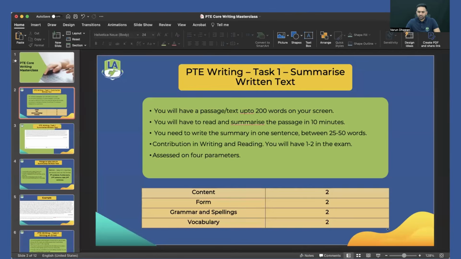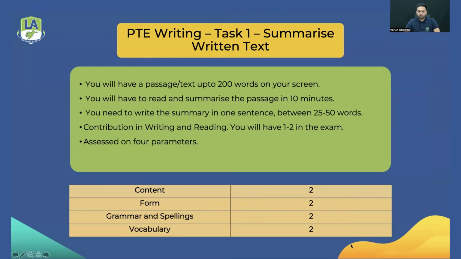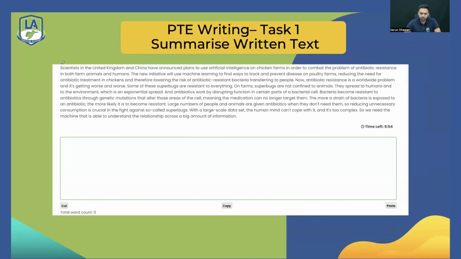So first of all, let's have a look at what two types of tasks there are in the writing module in PTE Core. Remember, this is PTE Core, not PTE Academic. So if you're preparing for PTE Academic, this video is not for you. The very first task in the PTE Core writing module is summarize written text. What happens here? You will be given a passage on your screen up to 200 words.